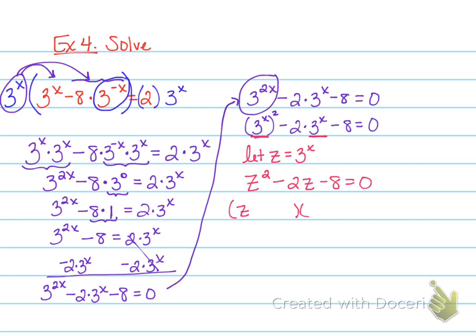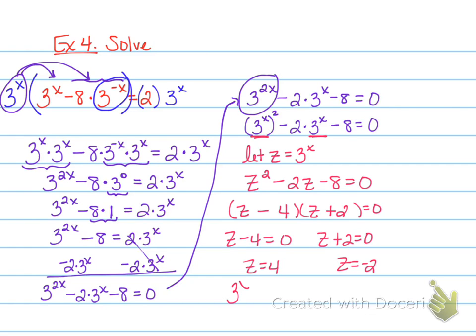So we're going to factor. It multiplies to negative 8 and adds to negative 2, so it's 4 and 2, and it's minus and plus. Set them each equal to 0, so z minus 4 equals 0, z plus 2 equals 0, and then solve. So I'm going to add the 4, and I'm going to subtract the 2. But remember, we weren't solving for z, we were trying to solve for x. And z is 3 to the x. So now we're going to replace it back.